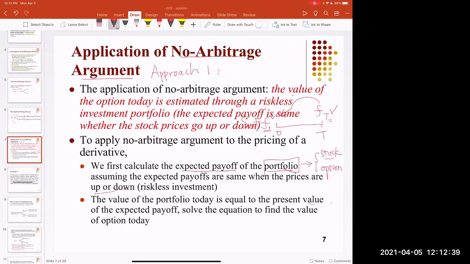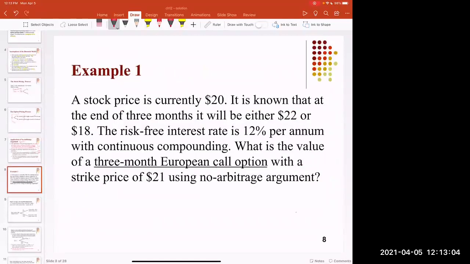The value of the portfolio today is equal to the present value of the expected payoff, and then we solve the equation to find the value of the option today. So, big picture, we need to find the payoff of the portfolio at the expiration date, and then discount back to time 0 to find the answer. Let's see how we're going to use that.